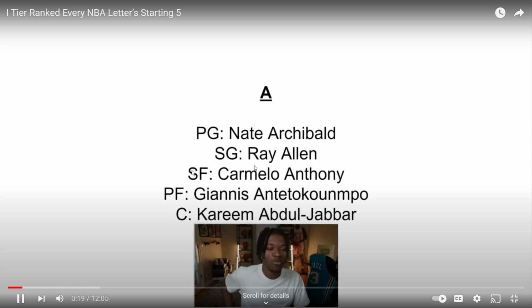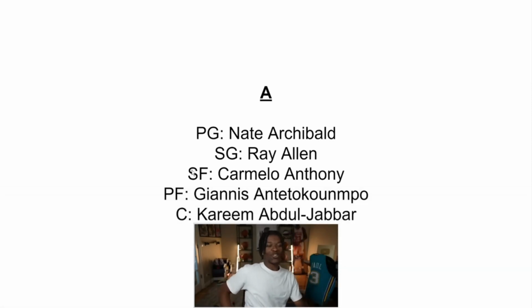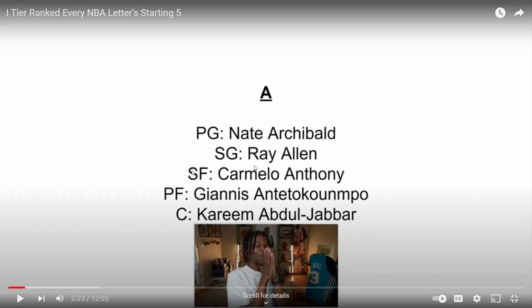Starting off here, Tiny Archibald, Ray Allen, Carmelo Anthony, Giannis Antetokounmpo, Kareem Abdul-Jabbar. This is a pretty good lineup, and also obviously we kind of want to go more in depth here. This looks like only a 12-minute video, which is fine. But on each of these, we'll kind of break down these lineups and see how they would match up to some of the other ones, see what their strengths and weaknesses would be. I want to go in depth here, and I don't know if he will give pretty good analysis here and whatnot, but we'll see what he says.